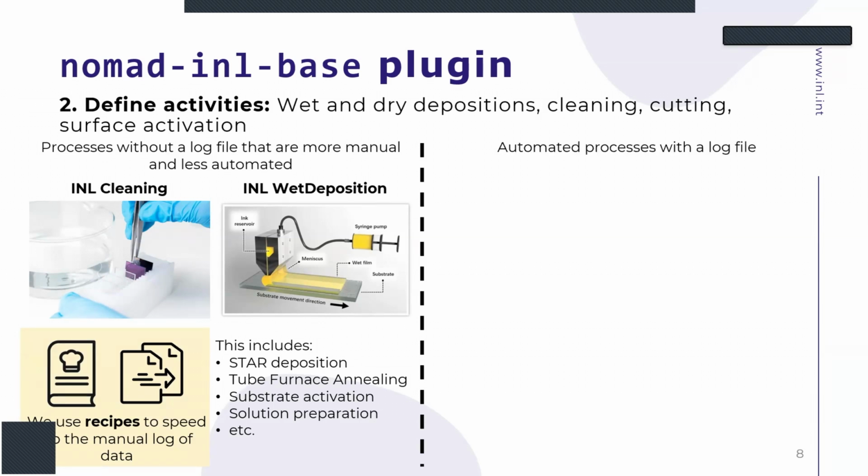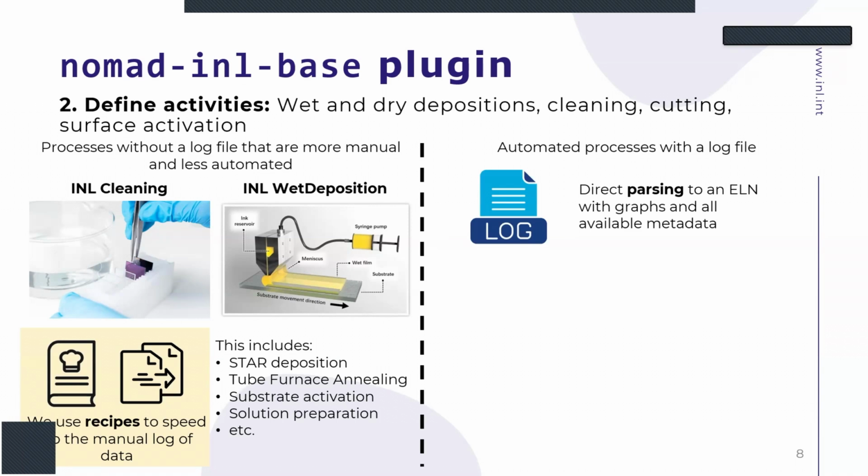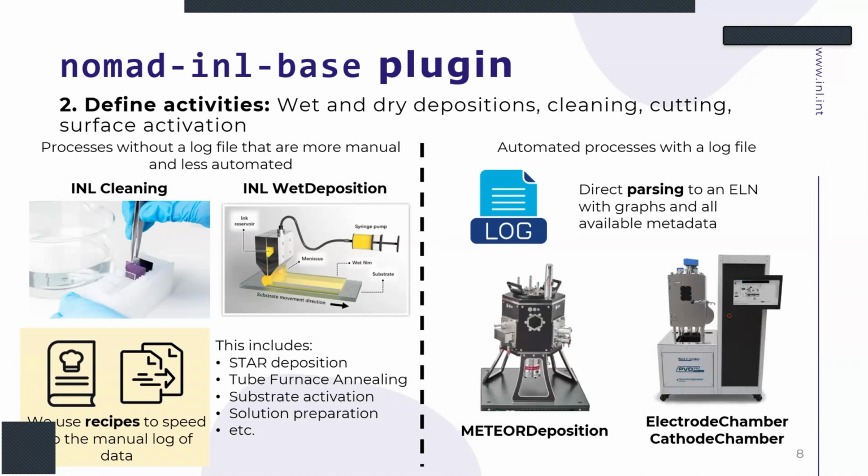We also have other processes that do have a log file. This one was very simple and straightforward, where we create a parser that goes directly from the log file to an ELN that creates graphs and everything. This includes the e-beam deposition that we have, called the meteor deposition, and everything inside the gloveboxes, where all the machines already have logging integrated. In this way, we can put everything inside NOMAD and everything works without any problem.